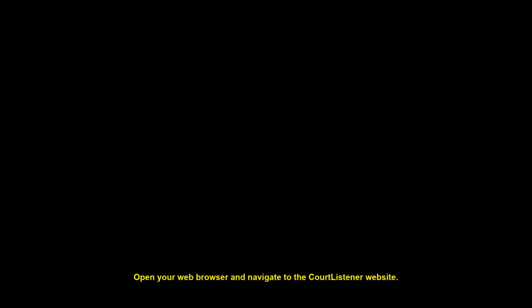Open your web browser and navigate to the CourtListener website. Create an account or log in to your existing account. Once logged in, locate the search bar at the top of the homepage. Enter the relevant information about the eviction case you want to transfer updates for.